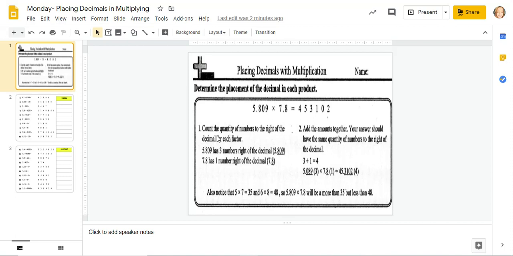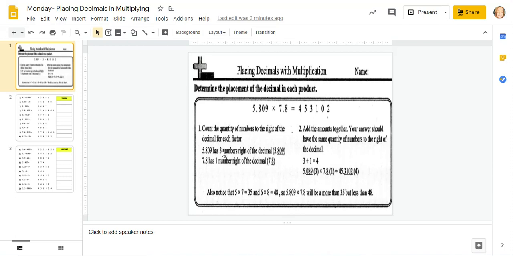Count the quantity, which means count the amount of numbers to the right of the decimal for each factor. So these two numbers are the factors multiplied together to get that product, or that answer, right? So these are your factors. You're going to count the quantity of numbers to the right of the decimal, that would be the ones after the decimal. So on each factor, you have 1, 2, 3 numbers for this factor, plus you have one more number of this factor behind the decimal. So that means you have 4 total numbers behind these decimals combined.